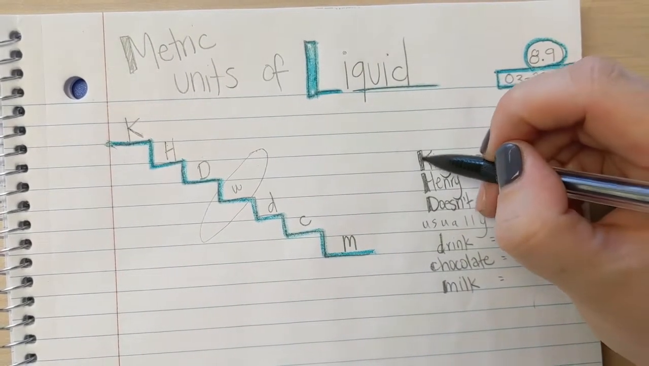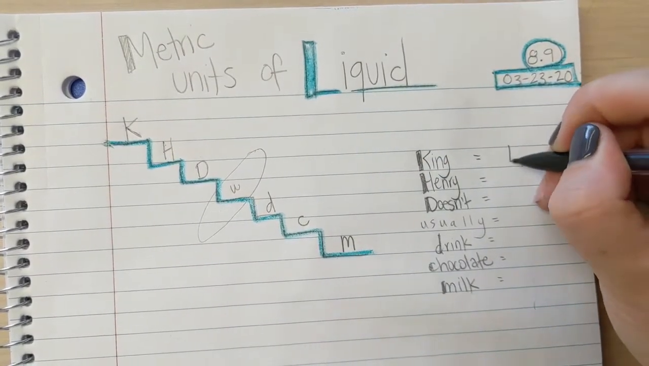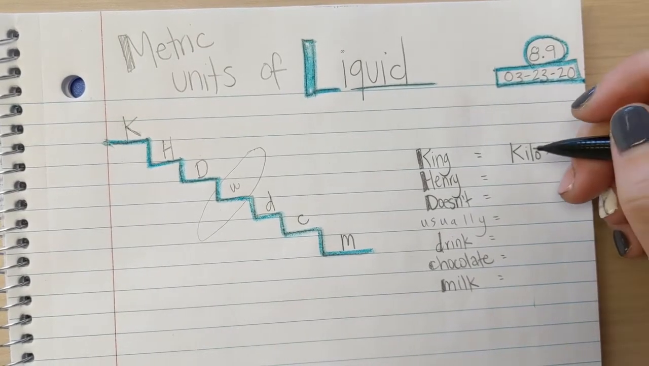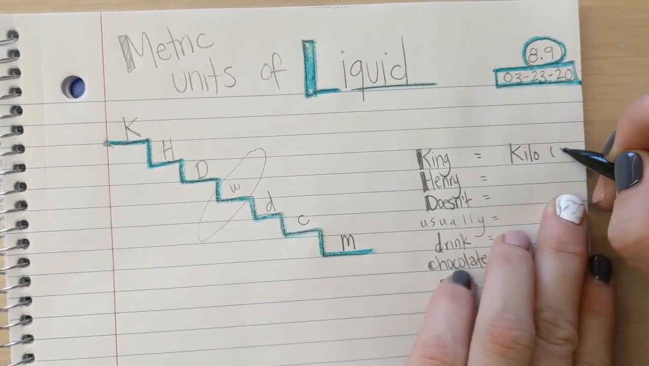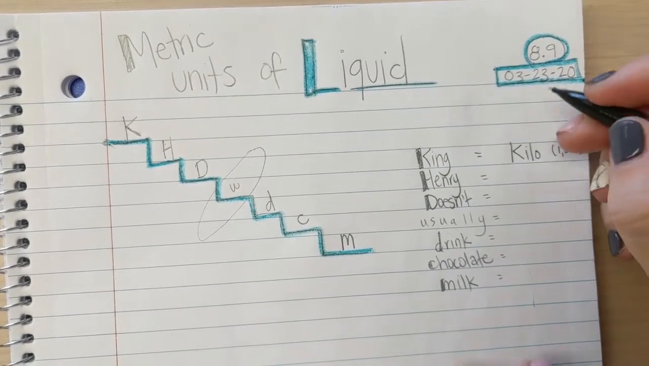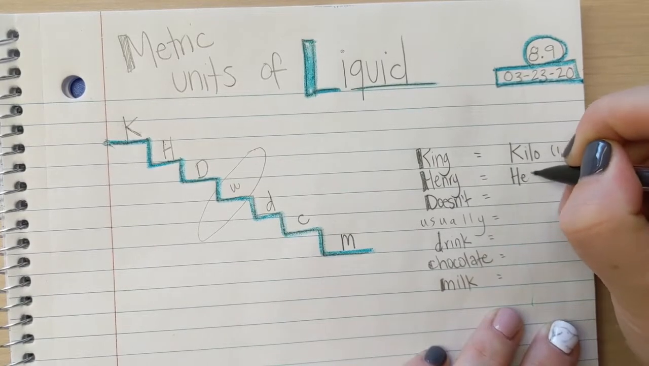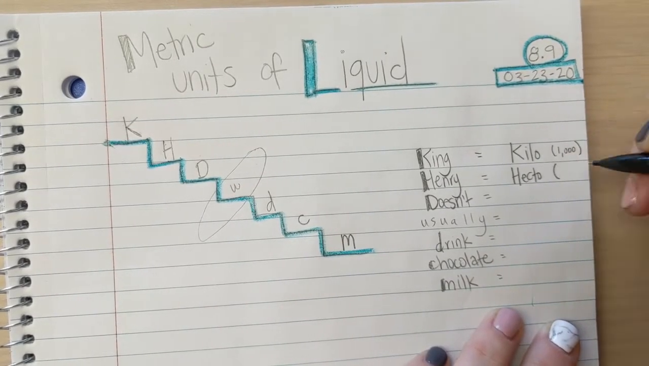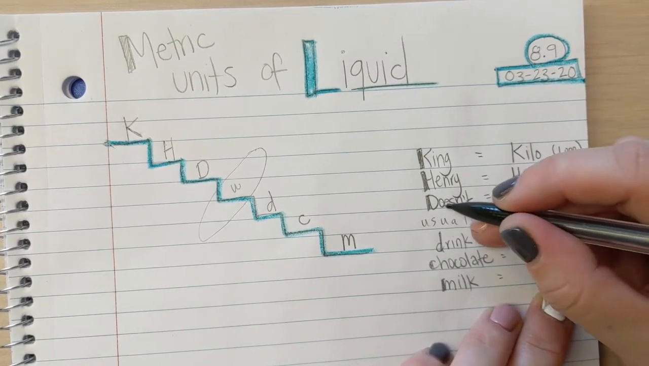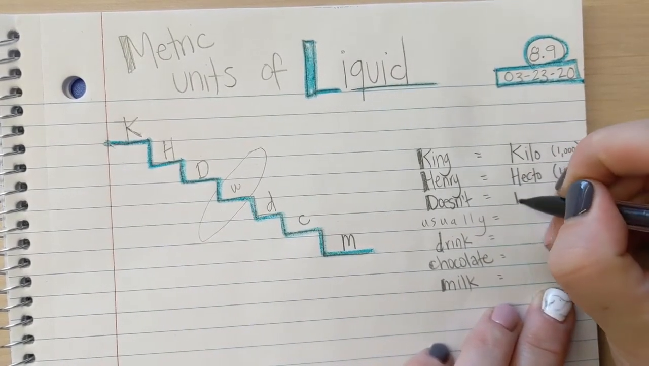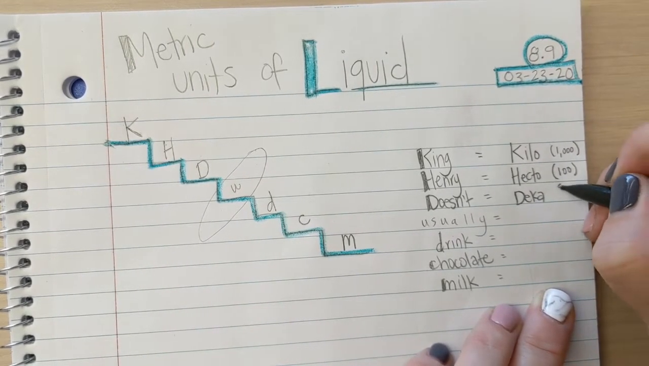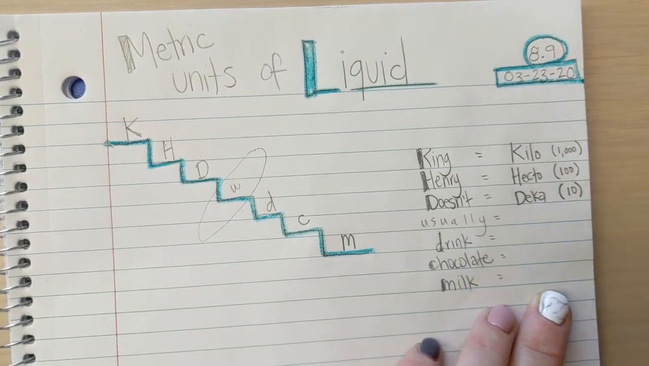So king, think about it for just a minute. What does the K stand for? It's kilo. The word kilo means 1,000. So that's good to remember. The word kilo means 1,000. Henry stands for hecto. Hecto stands for 100. Doesn't stands for deca. Deca. A deca is 10.